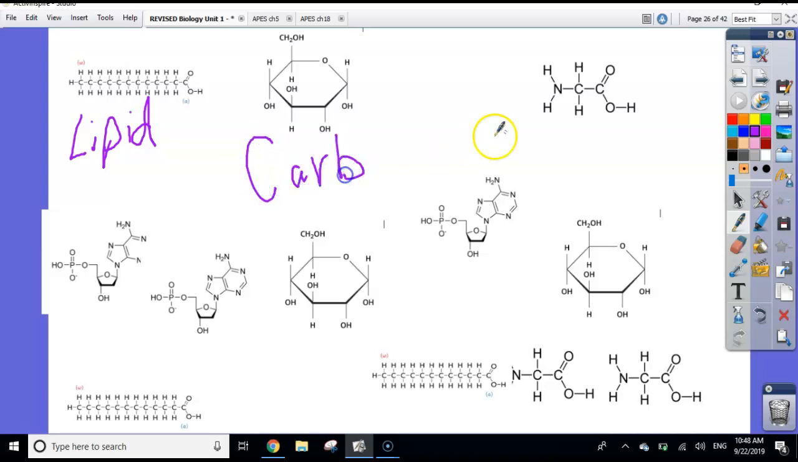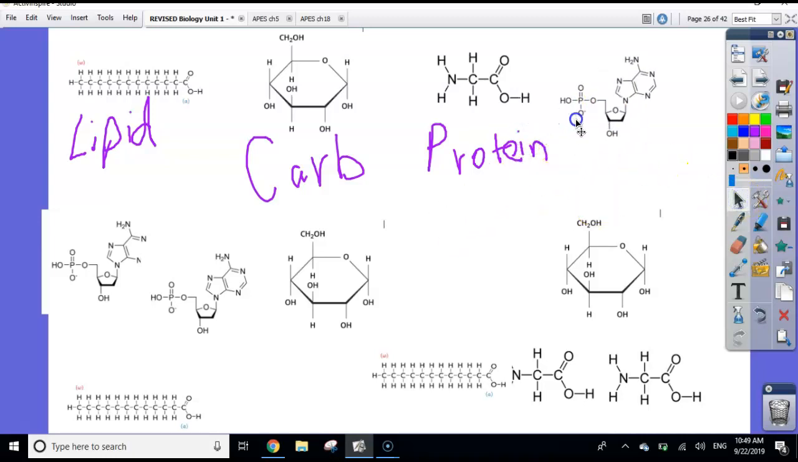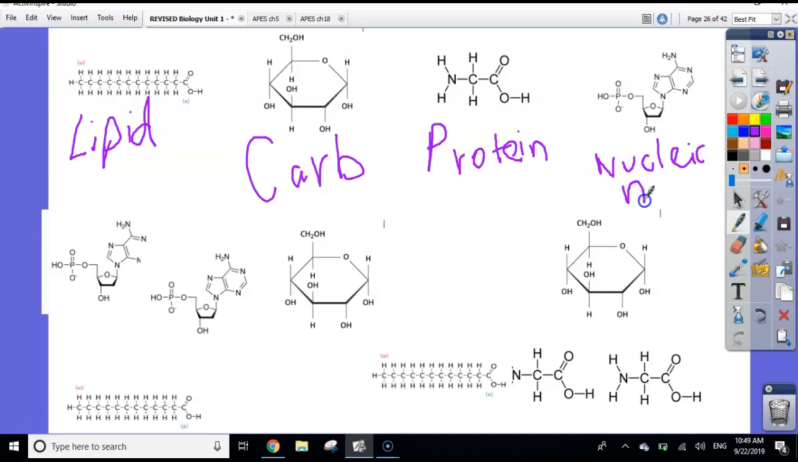So I'm labeling these lipid, carb, protein, and nucleic acid. My awesome handwriting here. Here's what I need you to do first. I need you to find me the protein. And I need you to build me a polymer of a protein. Okay, find the protein, build me a polymer. Ready, go. At your table.